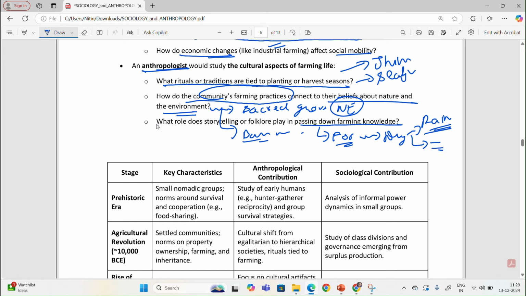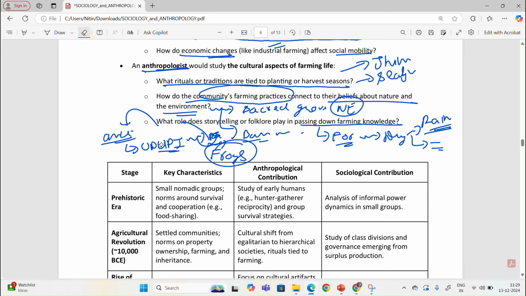Then I'll just tell you a very small anecdote from my life. I was studying in a college in Udupi. In Udupi, whenever there is a little delay in rain, people used to marry frogs so as to invite the rain. So these things.